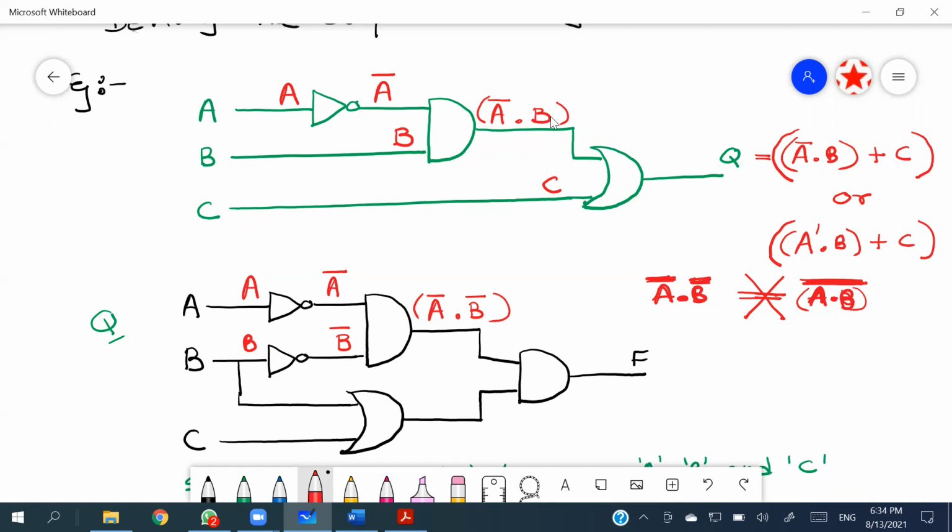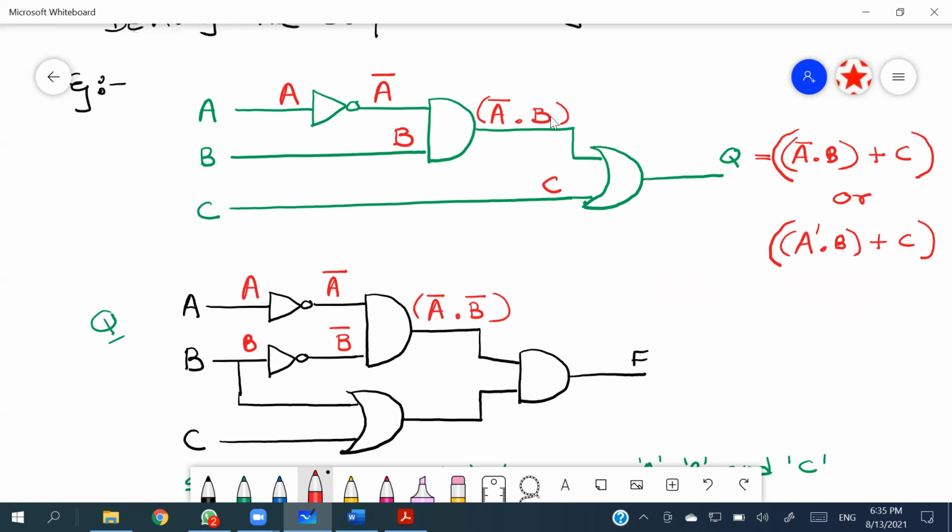So if you find this, don't convert it like this. If you see it like this, don't go and write it this way. That is wrong. Right? If it is A bar dot B bar, it is A bar dot B bar, nothing else.